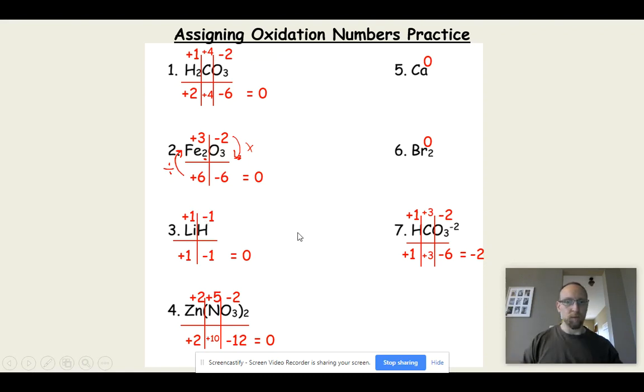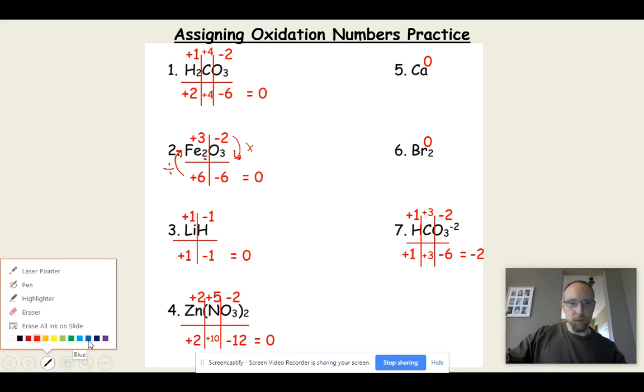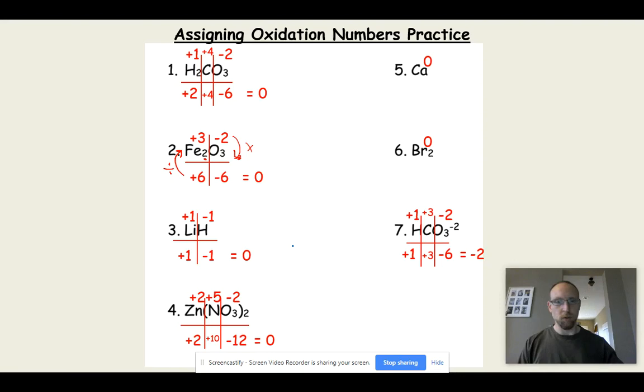All right, next one, number 4, is a good practice problem that shows us the parentheses. So don't forget about what the parentheses mean. So NO3 is in those parentheses. So 2 times 3, that means we have a total of 6 oxygens and 2 nitrogens. So we only have 1 zinc because those parentheses don't apply to the zinc, right? The 2 doesn't apply to zinc because the zinc is not in the parentheses.